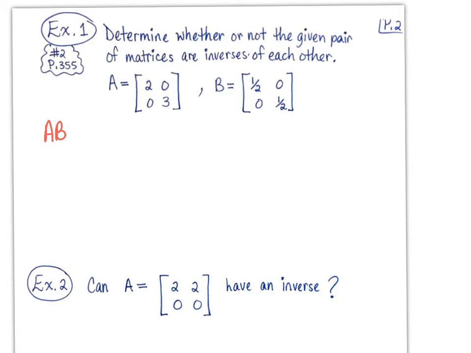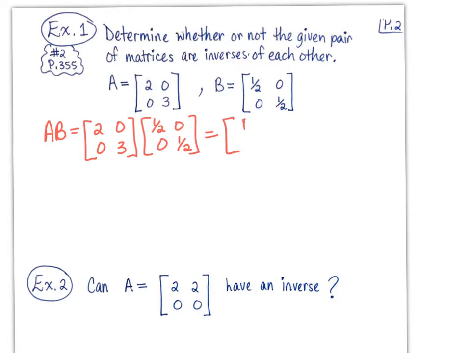A times B is equal to [2, 0; 0, 3] times [1/2, 0; 0, 1/2]. So that's equal to the 1,1 position. We multiply the first row by the first column. So 2 times 1/2 is 1, plus 0 times 0 is 0. So you'll have 1 here.